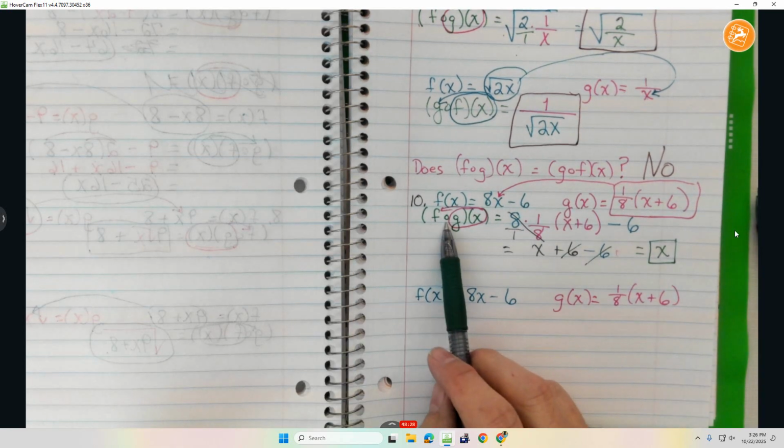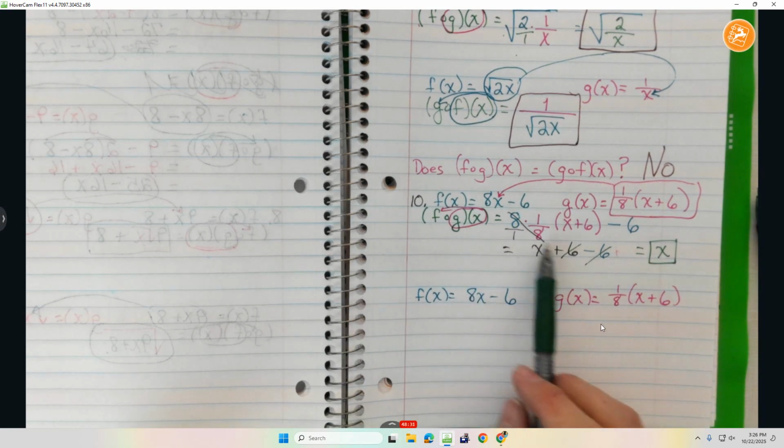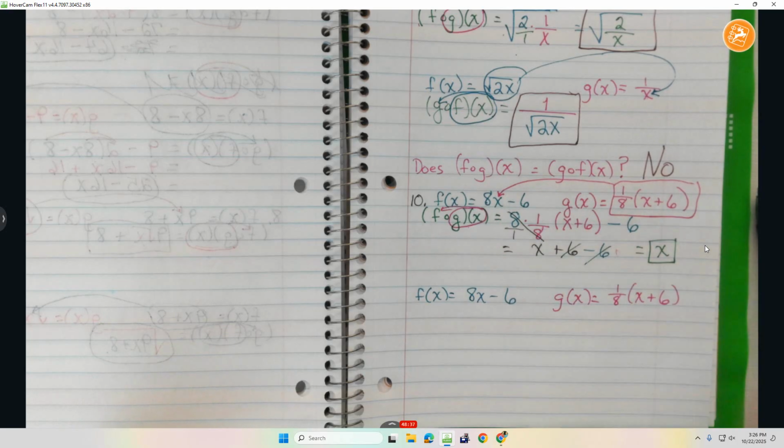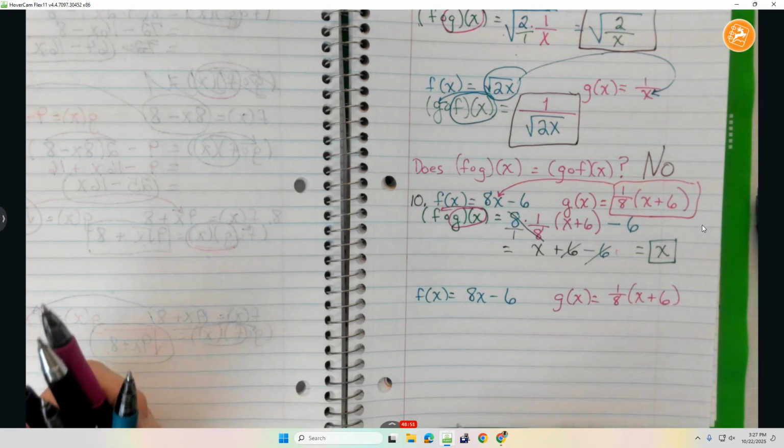So f composed with g of x here, notice how this stuff canceled out. If you get two functions in which everything cancels out except for x, we're going to give them the name inverse functions. But we're not giving them that name today. We'll give that name another day, in 1 week's time.